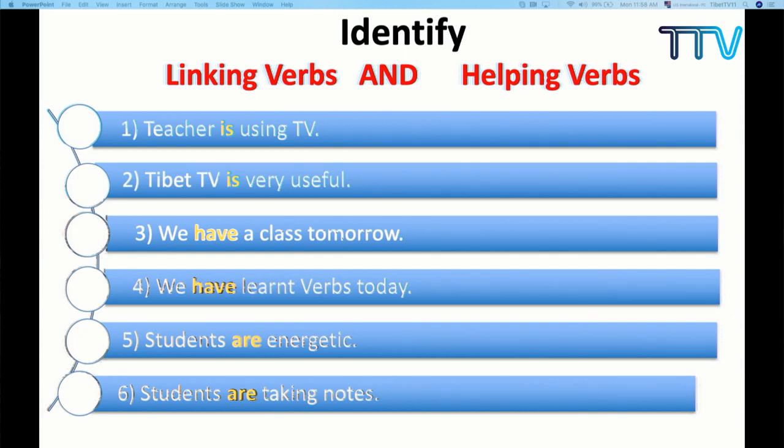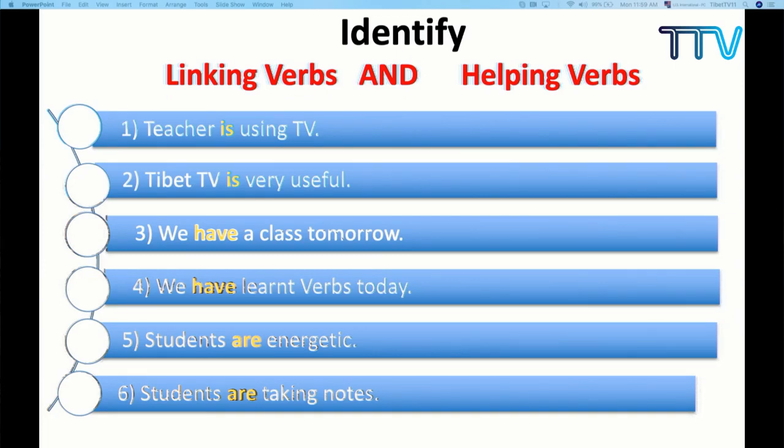We have a class. The next one is, We have learned verbs today. You see that have is in both sentences. One have is a linking verb and the other have is a helping verb. Which one is which? Let us look at the first sentence: We have a class tomorrow. Do you see any principal verb in this sentence? No. So have is a linking verb. Look at the next sentence: We have learned verbs today. Try to look for the main verb, the one which shows the action of the subject. Yes, we have that verb: learned. So have is a helping verb because we have the principal verb learned here.